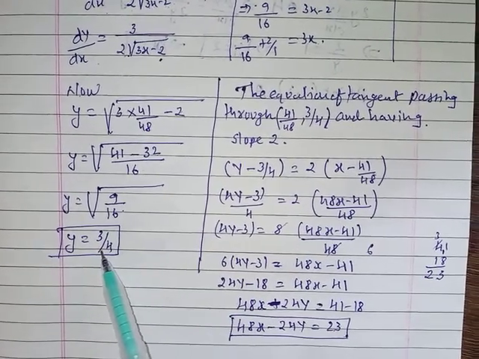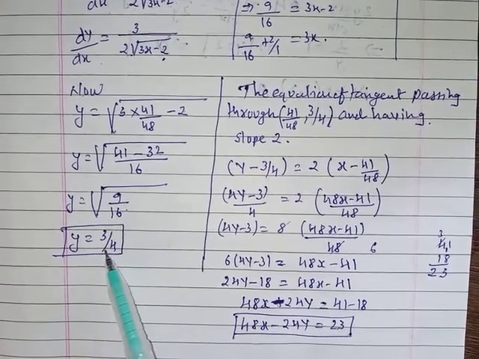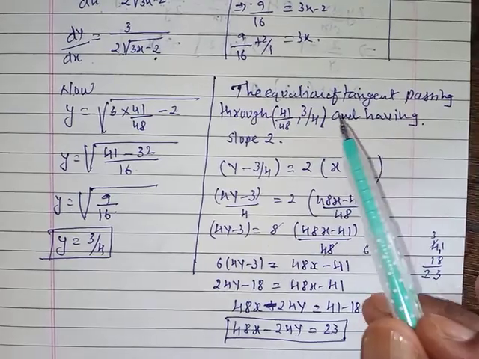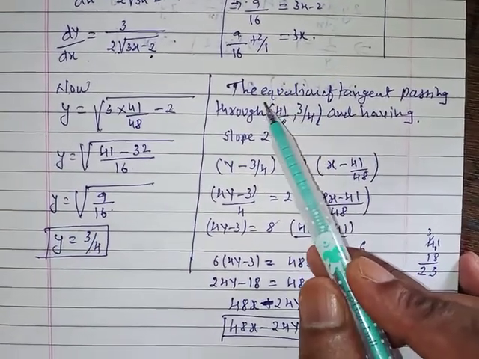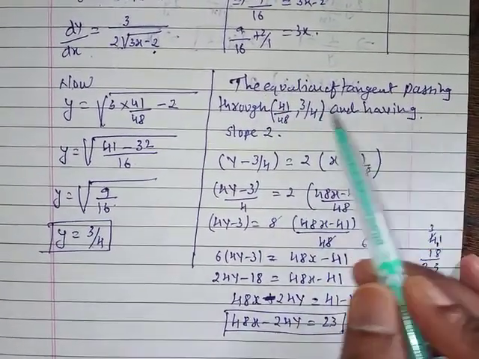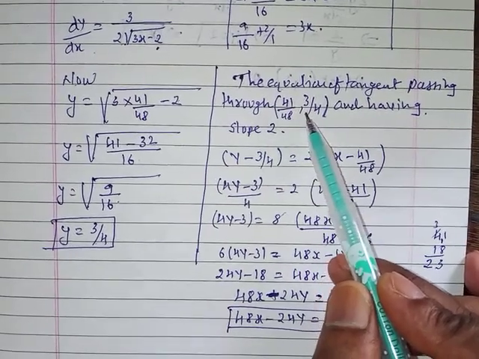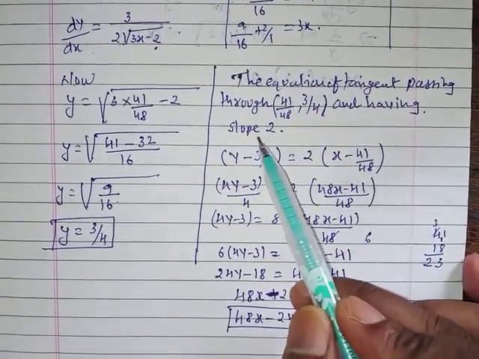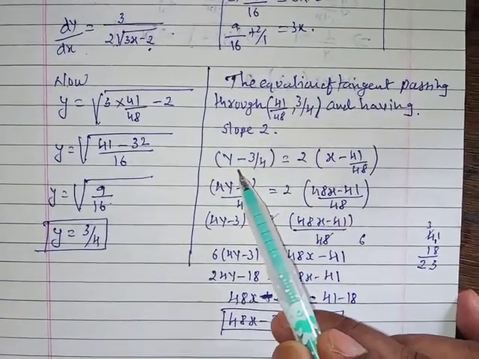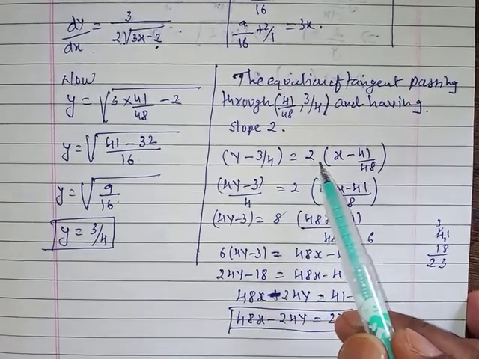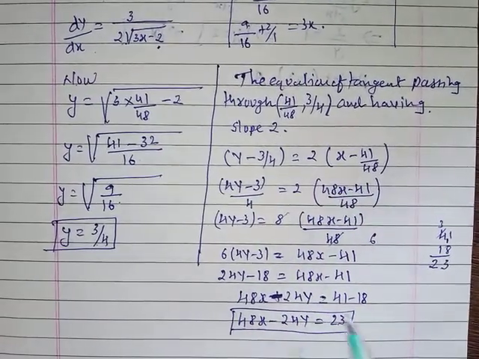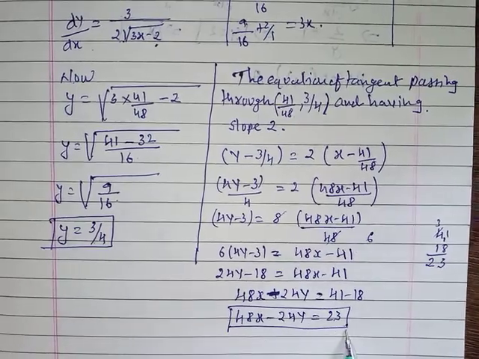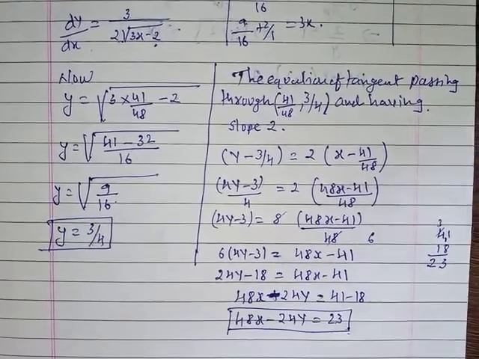So we got the point and the slope also. So the equation of the tangent can be easily found out. The equation of the tangent passing through (41 upon 48, 3 by 4) having slope 2 is: y minus y1 is equal to m times (x minus x1). Substitute that and simplify, and we'll get the equation of the tangent.